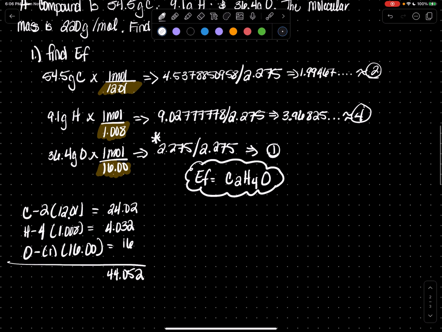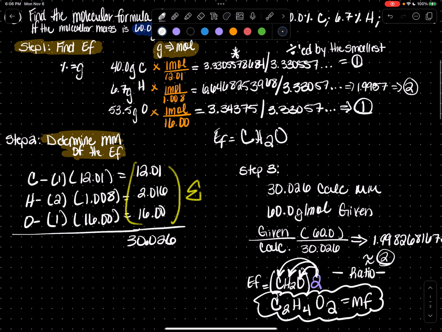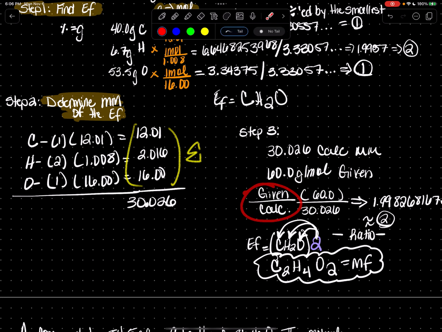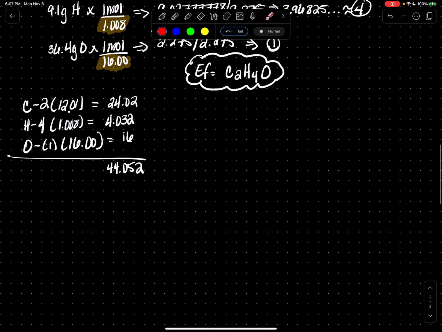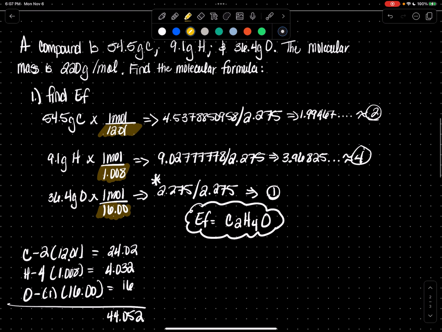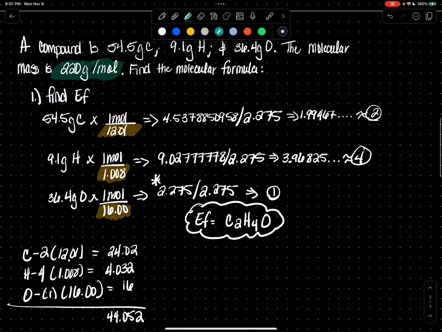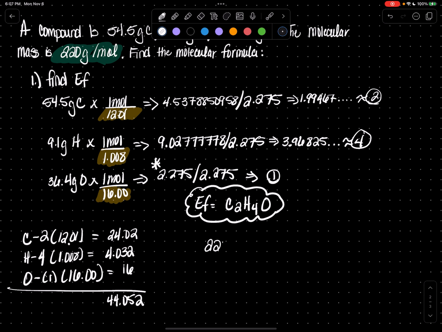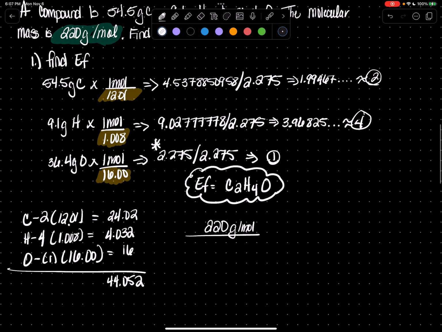Now I take what's calculated. I drew it out real nice up here. What's given divided by what's calculated, okay? Given divided by calculated. That's what you want to divide. And in this formula, I am given a gift of 220 grams per mole. Divided by, we calculate 44.052 grams per mole for that molar mass value.